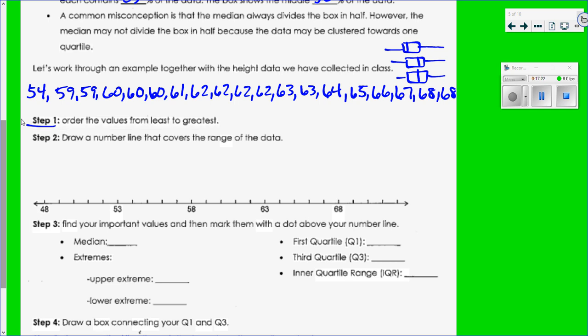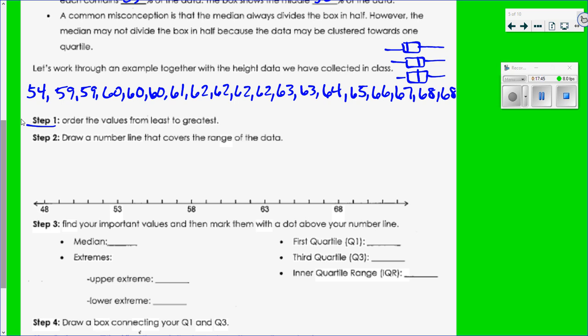So we count. I have 2, 4, 6, 8, 10, 12, 14, 16, 18, 19 pieces of data. Does everybody match that? Double count. Make sure you got 19. If you don't have 19, look at the list that I gave you. Figure out what you missed.